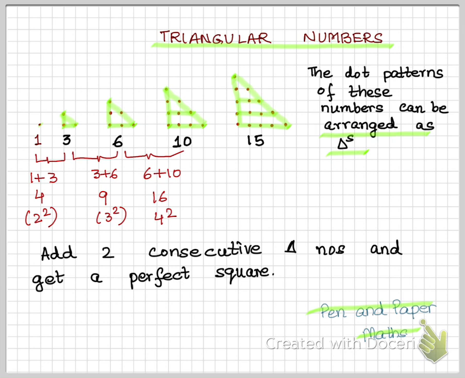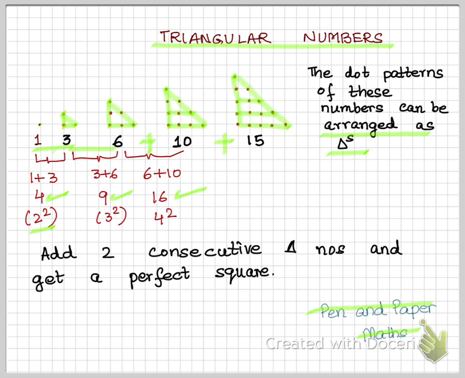Add two consecutive triangular numbers. So when I add 1 and 3, I get 4, which is the square of 2. So 4 is a perfect square. 3 plus 6 is 9, which again is a perfect square. 6 plus 10 is 16, which is again 4 square. What about 10 plus 15?